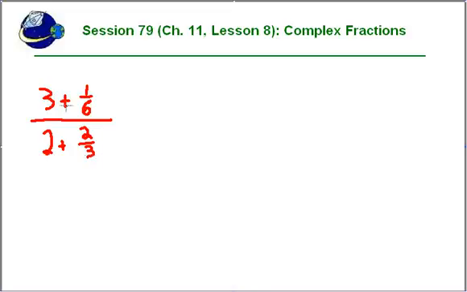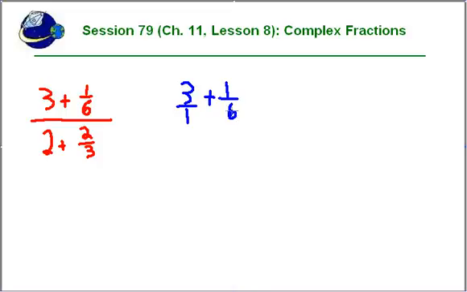Well, the first thing that we want to do is to combine these together. 3 plus 1/6. So let's go ahead, I'm going to rewrite that here. 3 plus 1/6. Now, how do we add a fraction to a whole number so that we get a fraction as an answer? Well, we make a fraction out of our whole number by placing a 1 under it. 3 over 1 plus 1 over 6. Now what we have to do is get both of these fractions having the same denominator. 6 is going to be that common denominator.